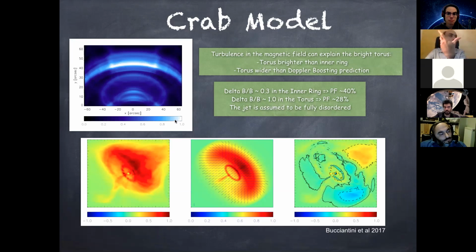Now, you would like to test these things also in other systems. And the problem is that it's really, really hard to do that because other systems are less well constrained than Crab.